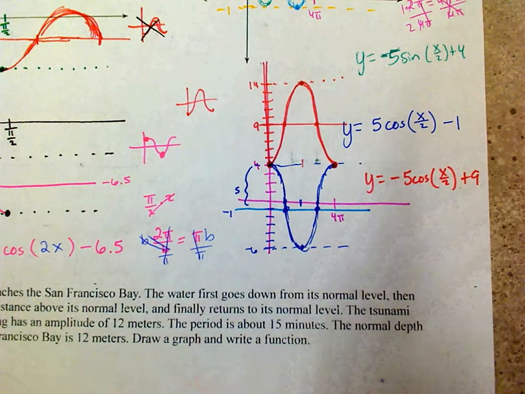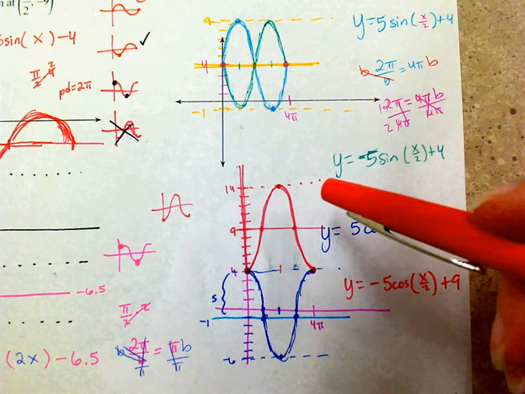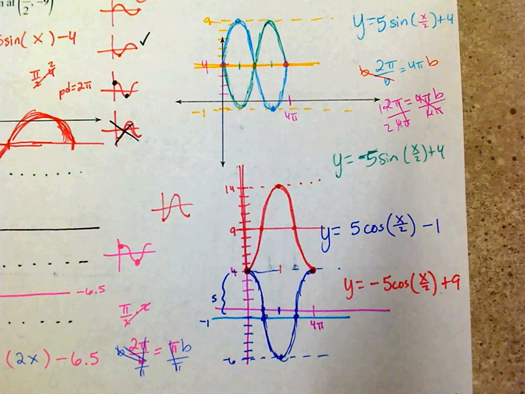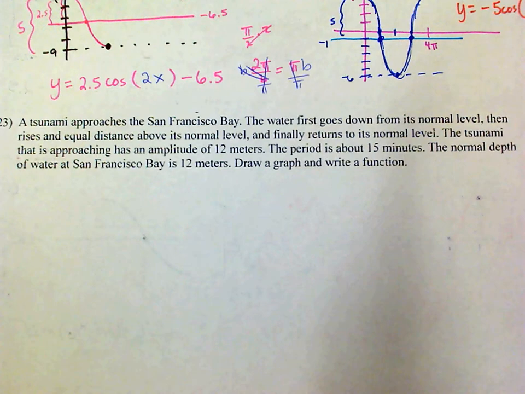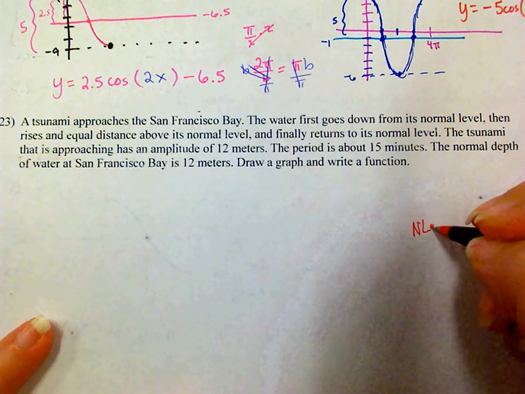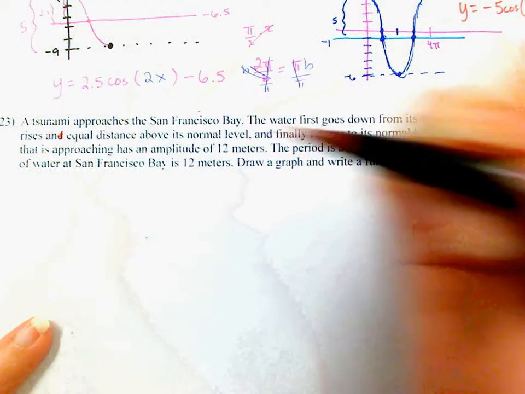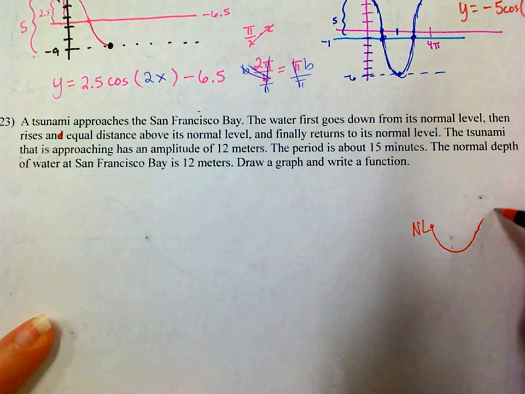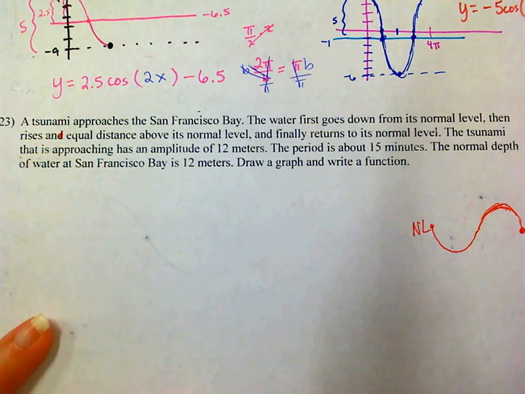A tsunami approaches San Francisco Bay, which is a bad thing, but the water first goes down from its normal level. Okay, so I'm just going to kind of sketch. Normal level. First goes down, then rises, I should probably say, an equal distance above its normal level. And then finally returns to its normal level, which leads me to believe that this is a sine wave, okay? A negative sine wave. So if I were to just kind of sketch, and I'm going to draw a line right here, but keep in mind that this is my midline and this is normal level, okay?